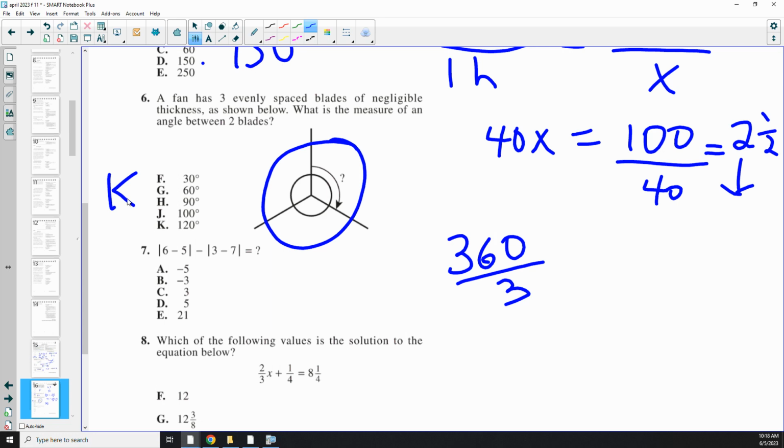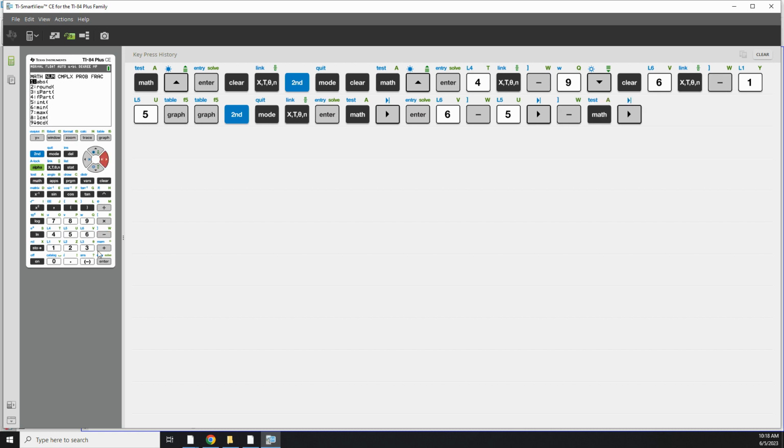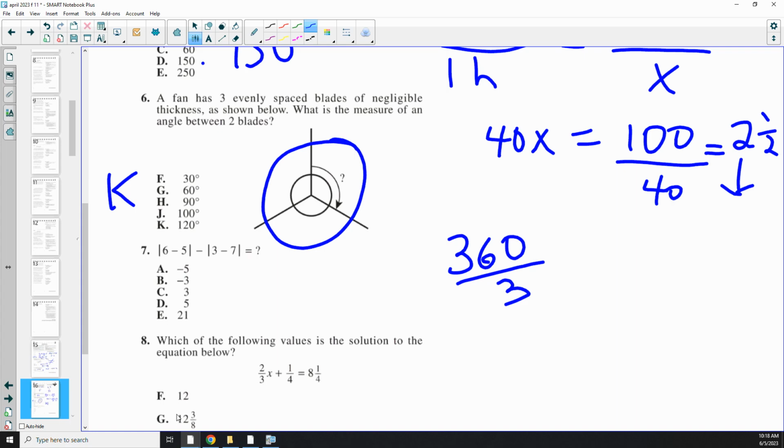7 is an abs on the calculator. You just put it into abs, and I always put these in straight through. Math, number, abs, 6 minus 5, minus a new abs, math, number, abs, 3 minus 7. And that will give you the answer, negative 3, for the choice of B.